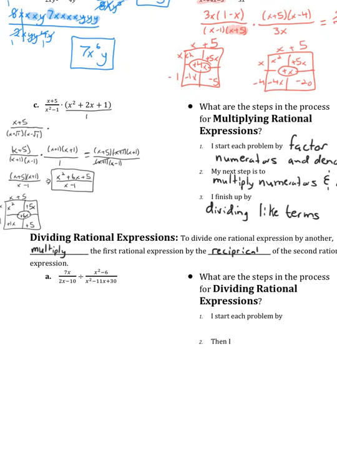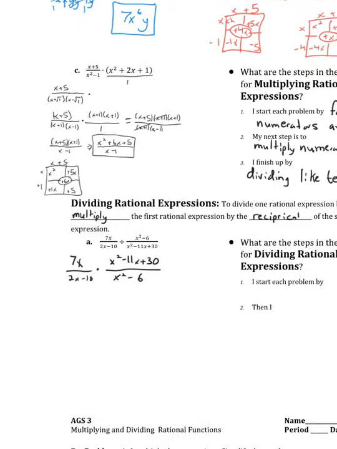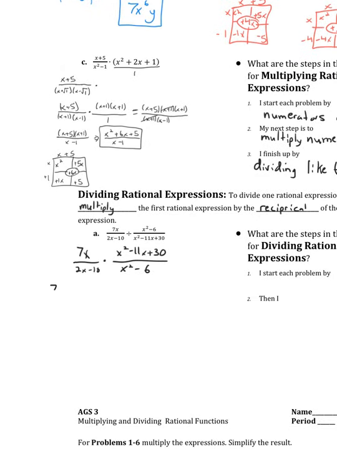So the only difference is the first step. 7x over 2x minus 10 divided by x squared minus 11x plus 30 over x squared minus 6. Before I do anything else, the very first thing I want to do is flip it. You could start factoring, but you might forget to flip the fraction. I see that mistake a lot on tests, where students get excited about the factoring part and accidentally do a multiplication problem instead of a division problem. So I flip it first, and now I can go ahead and start factoring things.